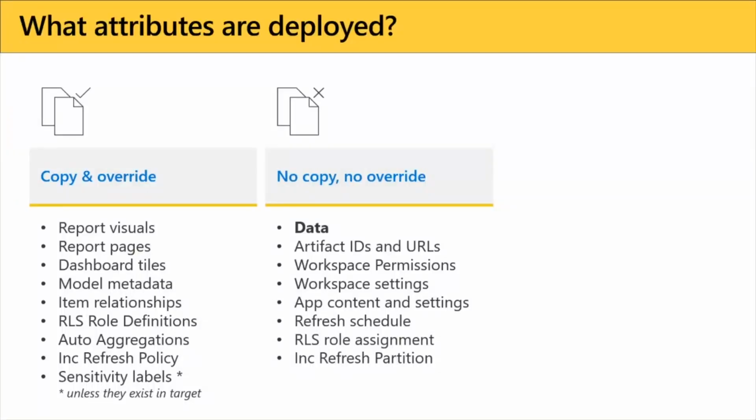Now, there are things that don't get copied at all, namely the data. But what you'll see is that artifacts in each of the three workspaces have their own GUIDs for reports and data sets. They'll have their own URLs. Workspace permissions and workspace settings are completely independent.